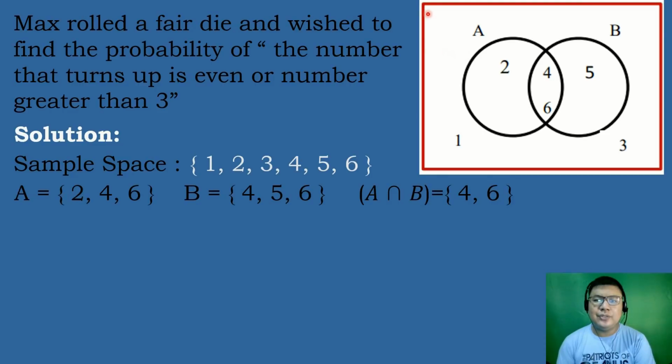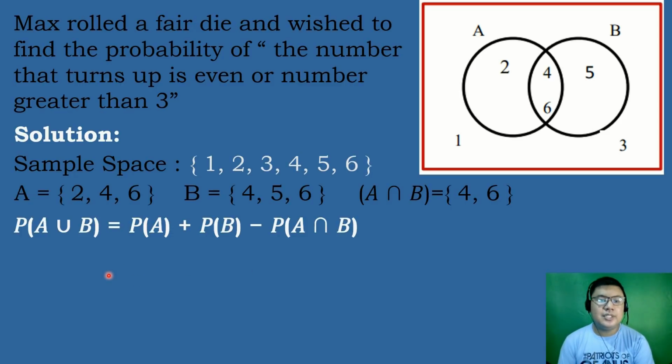Or you can illustrate it on a Venn diagram to see it clearly. So we have event A, we have 2, 4, 6. For event B, we have the numbers 4, 5, and 6. And their intersection is 4 and 6. The numbers 1 and 3 are outside of the two circles, right?